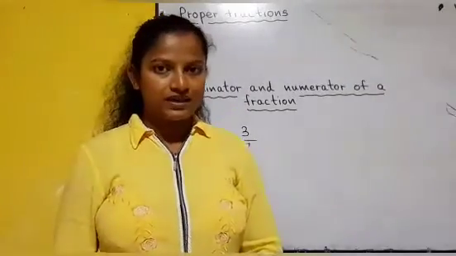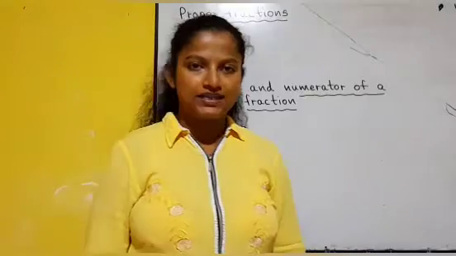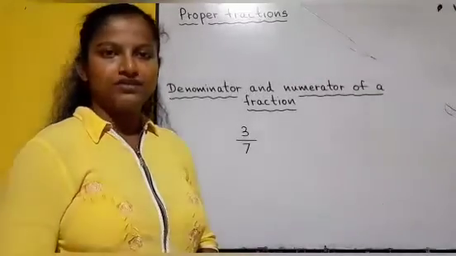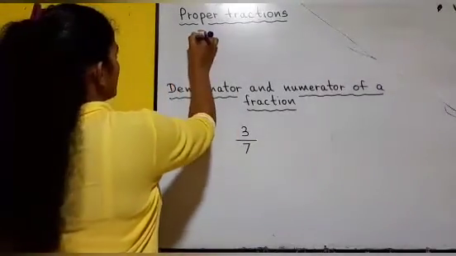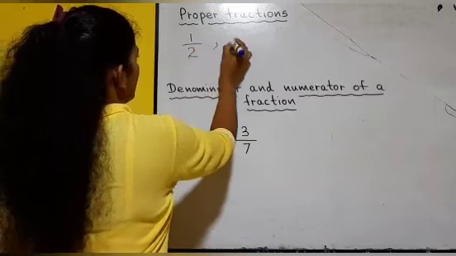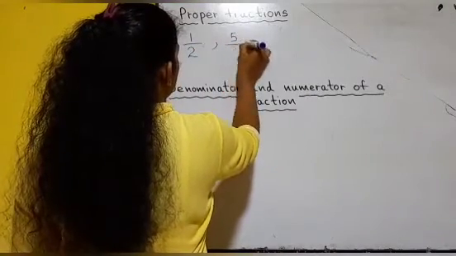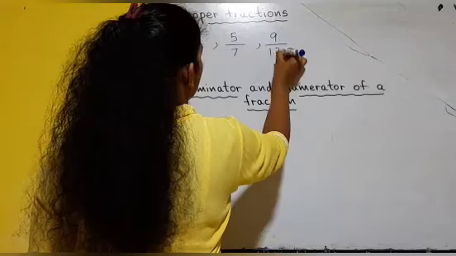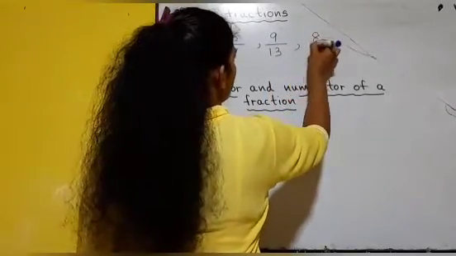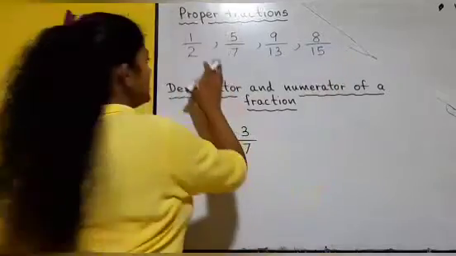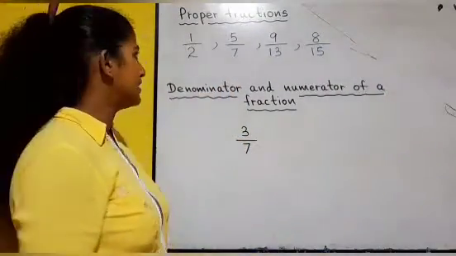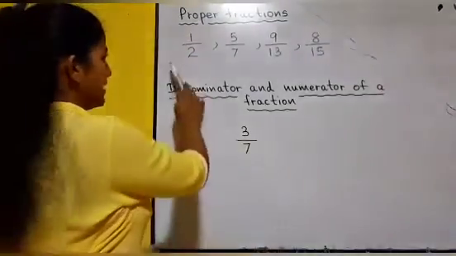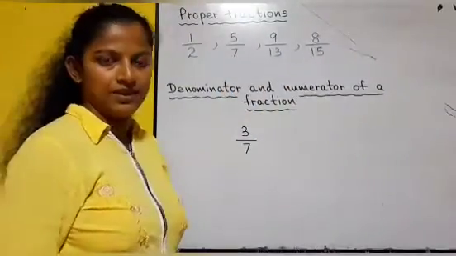What are proper fractions? Numbers which are less than 1 and greater than 0 are considered as proper fractions. If I take some examples, 1 over 2, then 5 over 7, then another one, 9 over 13. These are considered as proper fractions. Always these fractions are less than 1 and greater than 0. See, 1 over 2 is less than 1 and greater than 0. All these are the same way.